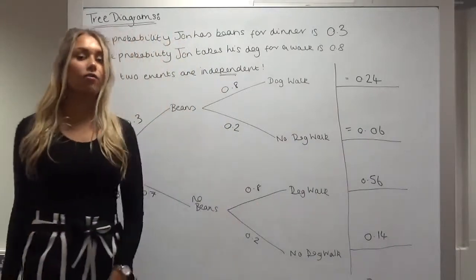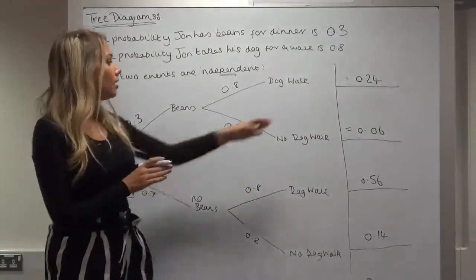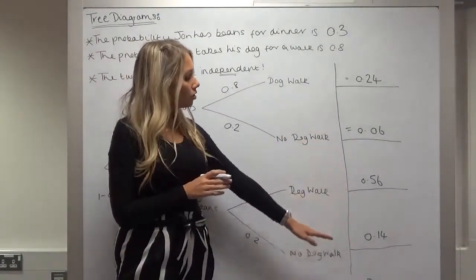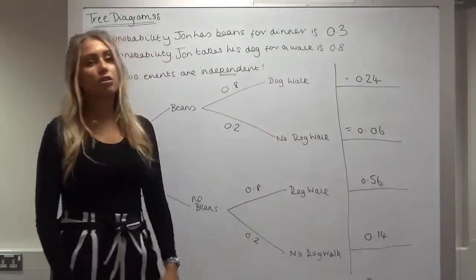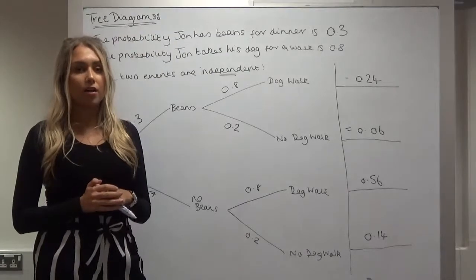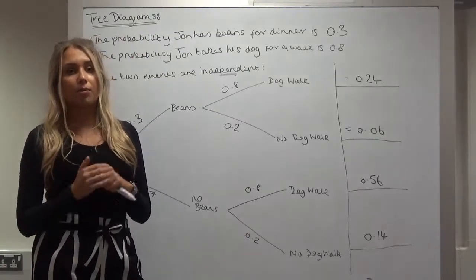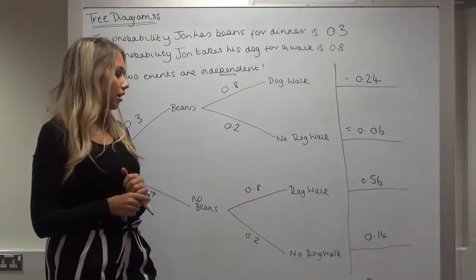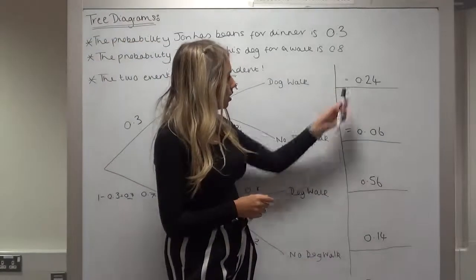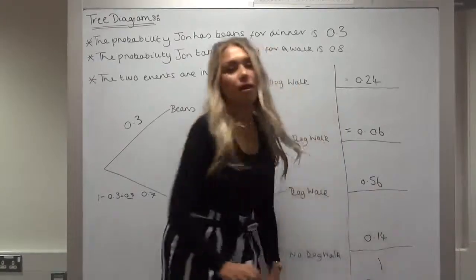Okay, to check you've got the right answers for when you've used your multiplication rule, the best way to do it is you add all of these values up and the answer should be 1, as that is a certain outcome and we know that all of these are possible outcomes. So when we add all these together, we know we get 1, so we know that we have the correct answer.